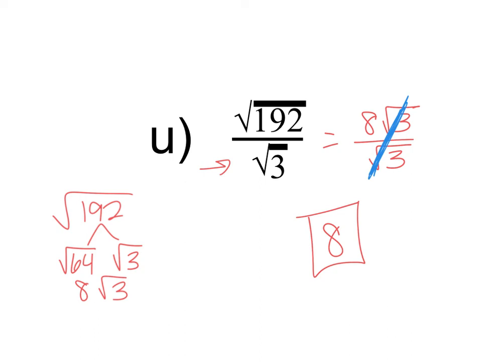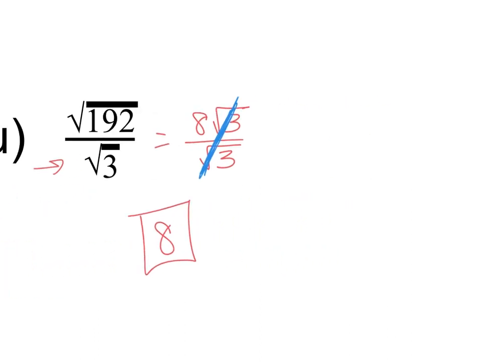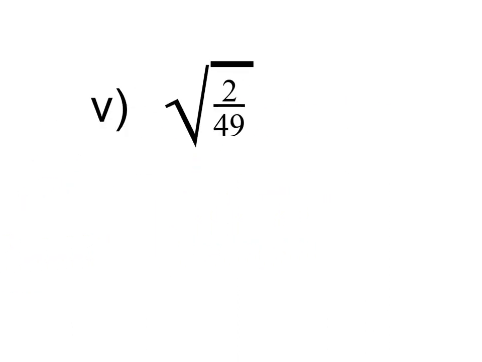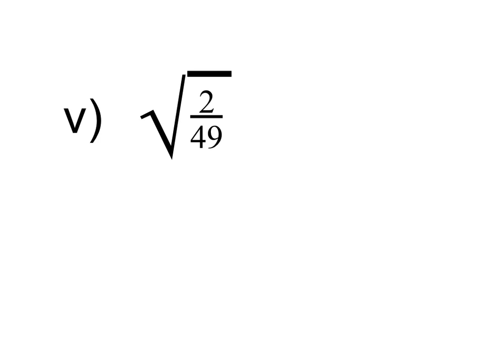That looks really crazy, and it turns out to be such a simple answer. Funny. Okay, 2 more to go. Now let's break this up: square root of 2 over the square root of 49. Remember, you can do that. You can break it apart.